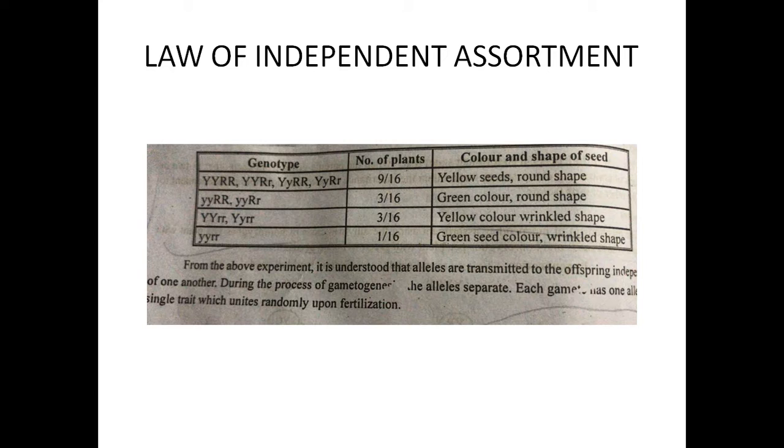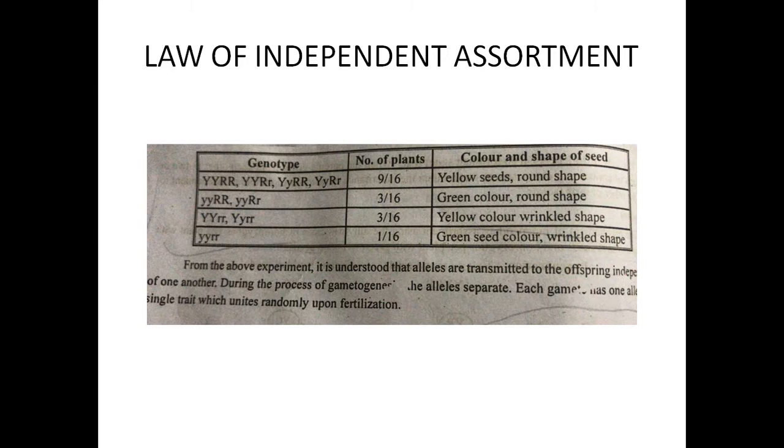Then we have the law of independent assortment. Mendel formulated this law from the results of the dihybrid cross. According to this law, the factors or the genes, these are the example of the dihybrid cross. We have seen in the dihybrid cross, two characters we have considered in the cross between the parents. The two characters were yellow seeds with round shape. Independent assortment is related to the results of the dihybrid cross.